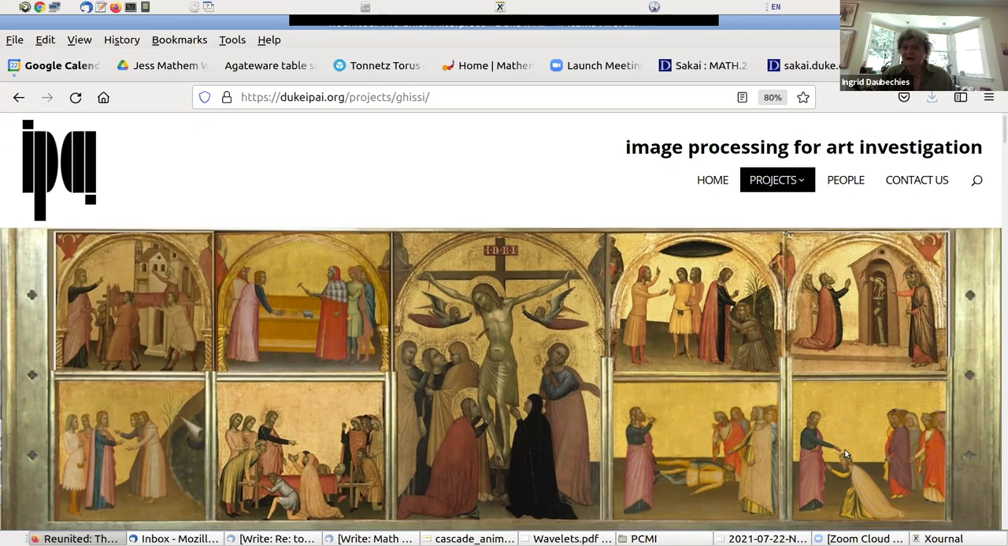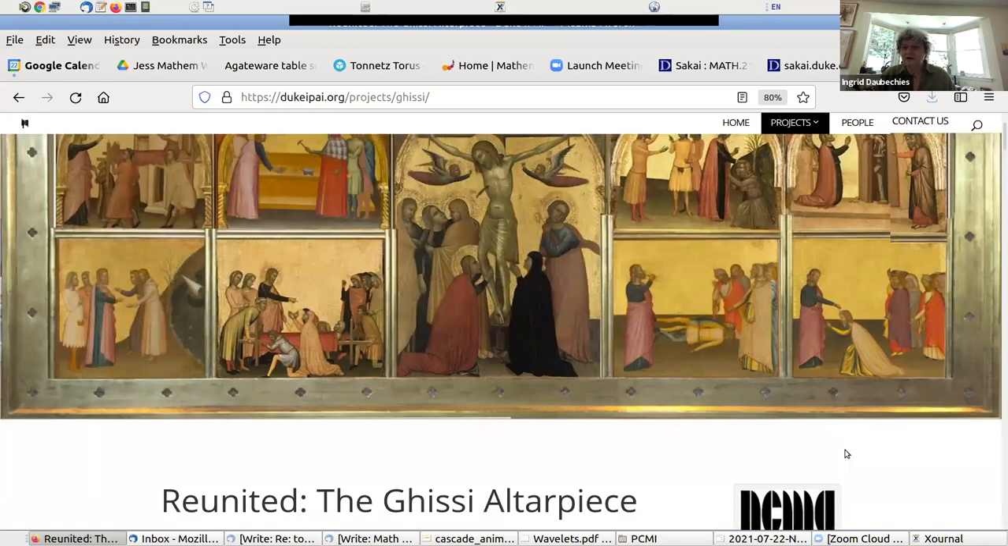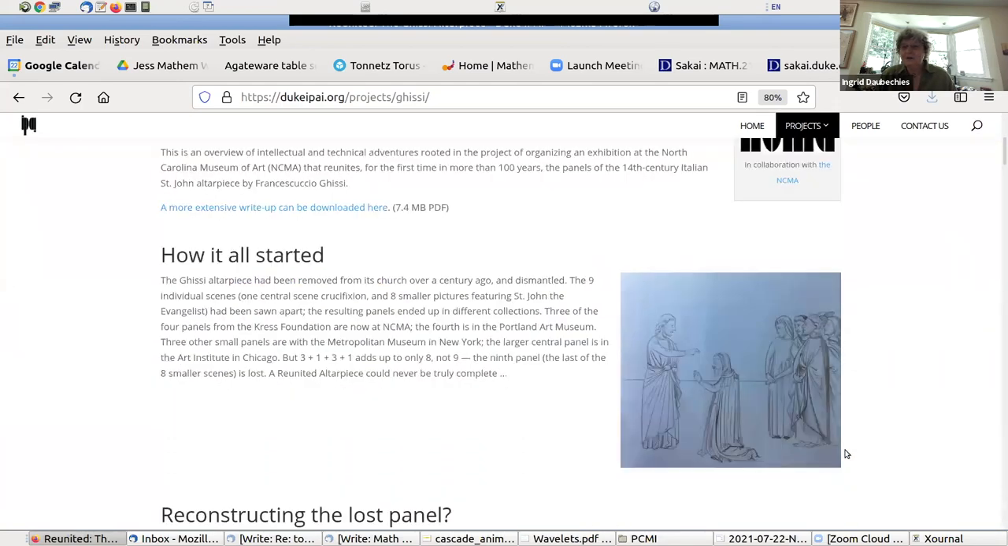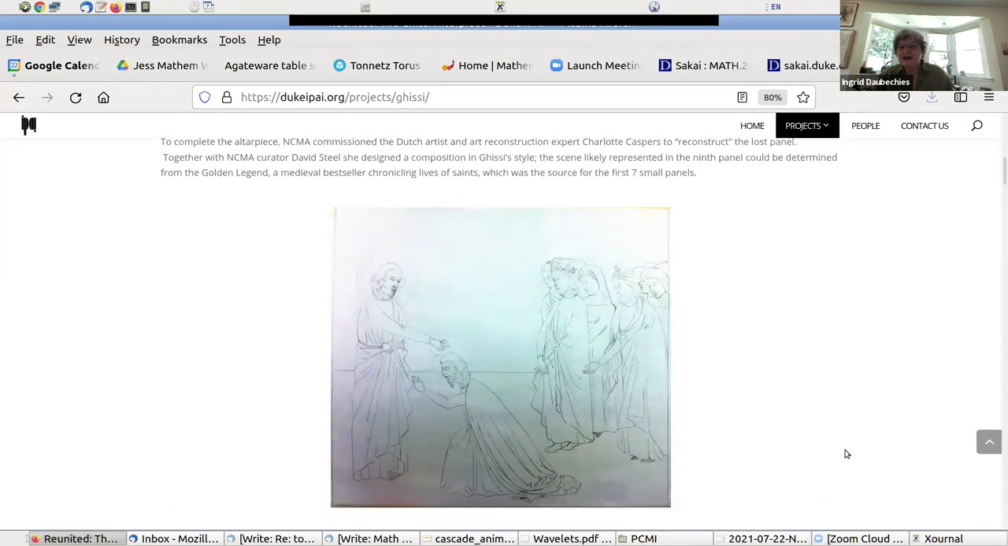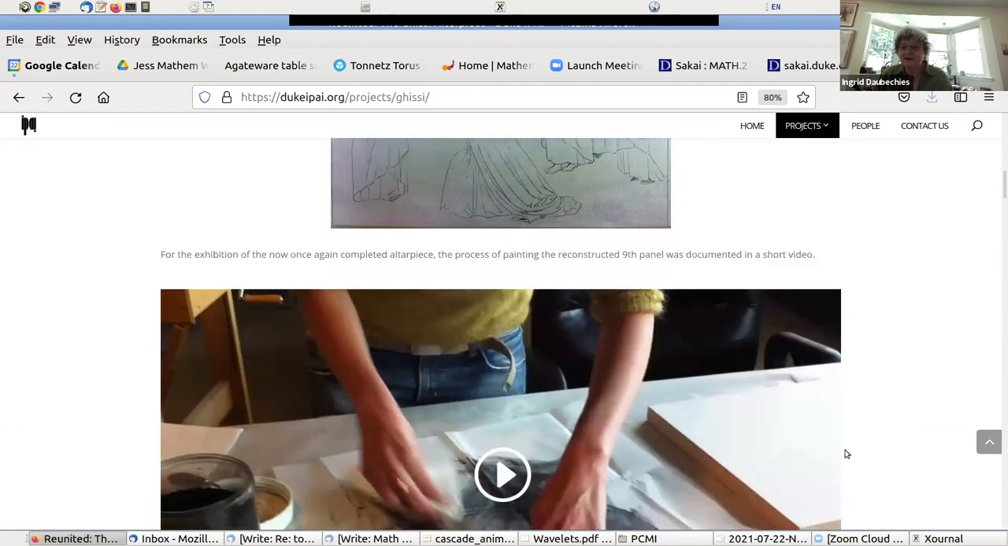Together with the art curator, a reconstruction of this panel was made using elements of the other panels. Surely if it ever gets found, it's not going to look like this, because this was just a guess. But if this had been put instead of the right panel in the 14th century, it would not have shocked anybody, because it was the right scene with the right kind of composition.